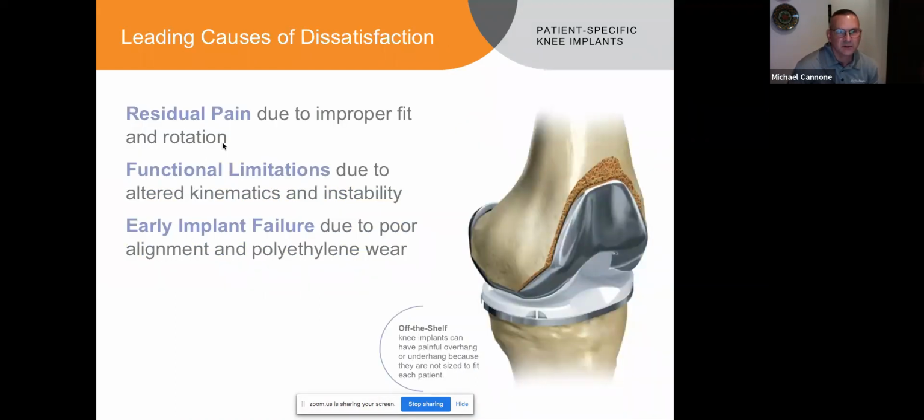So some of the things that we're looking at as possible causes for that: the residual pain, maybe some improper fitting and rotation of the implants, functional limitations due to the altered kinematics of the knee because of the shapes of the implants. The shape of this implant is going to be the shape of your knee, so it's what your knee is used to. And then early implant failure, maybe due to poor alignment or positioning, can lead to this plastic liner in the center here wearing out sooner than later.